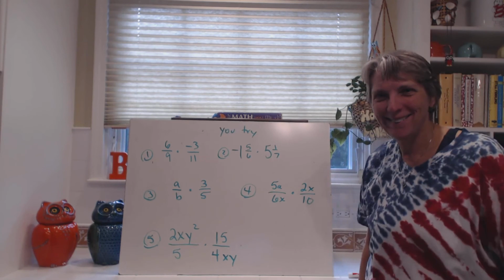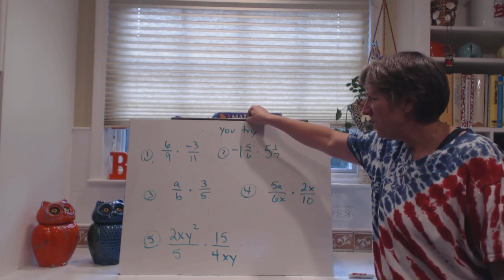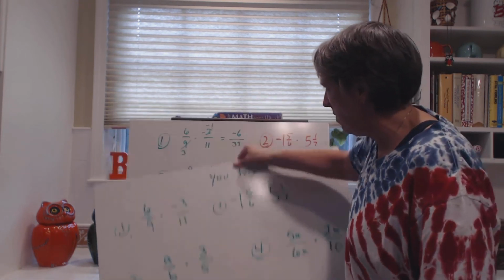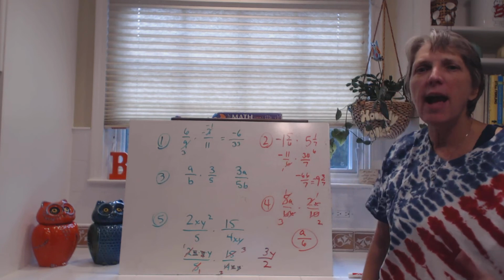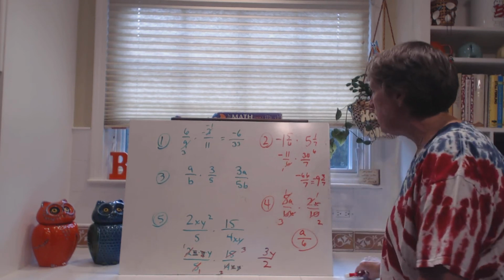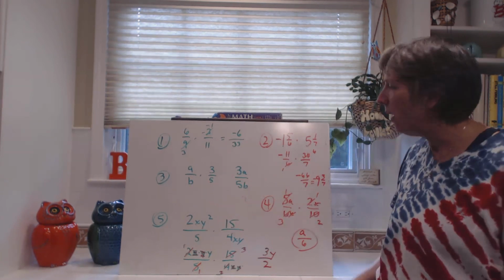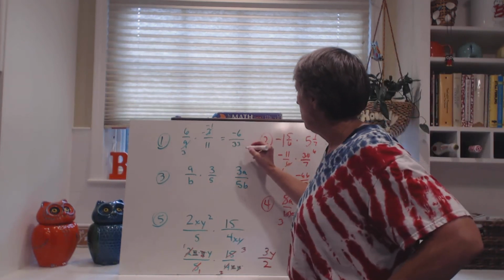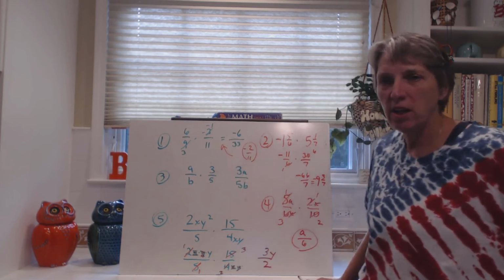Welcome back. Let's see how you did. Okay, so the first one you should have gotten -6 over 33, and I did not do what? Oh my goodness, I did not simplify. So I lose a half a point. Shame on Mrs. Cohen. So we get -2 over 11ths. That's the answer. Just checking you.